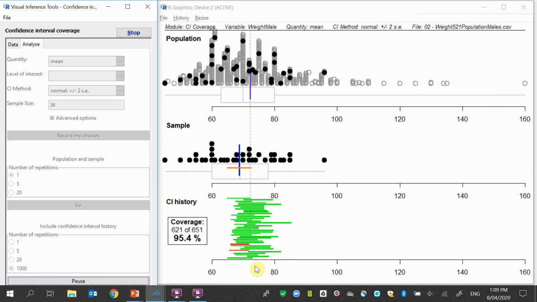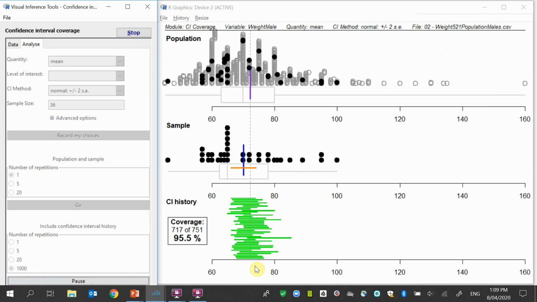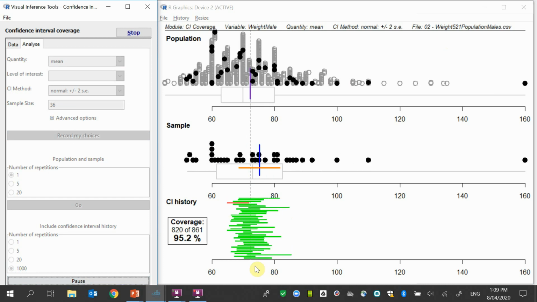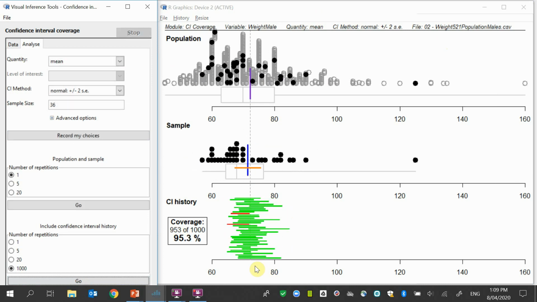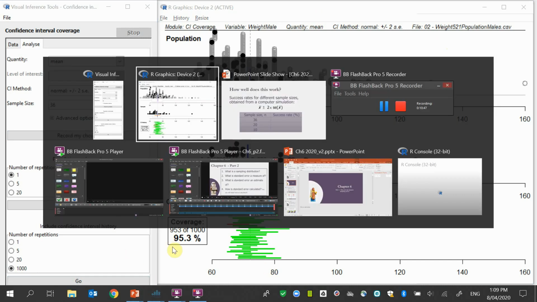And the red ones are those times when we get unusually small sample means and our interval isn't quite wide enough to get the parameter, or we might have unusually large sample means, in which case our interval again isn't quite wide enough to reach the population parameter. So 95.3% of the time.